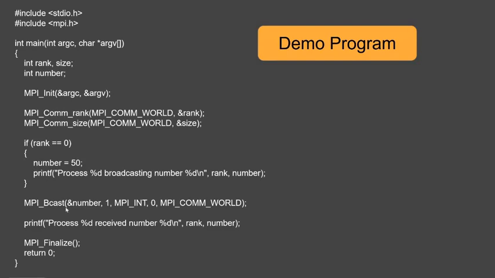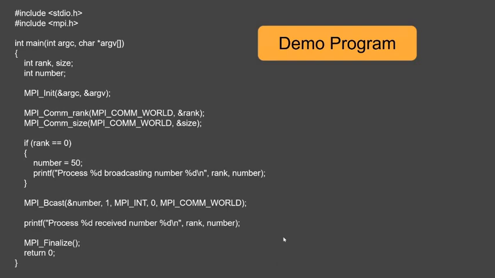And then I'm broadcasting number, and the ampersand number means that's a reference to this variable, to the world. I am broadcasting the value of number to the entire world, so that means all the processes. And then I'm printing that this rank process has received that number.